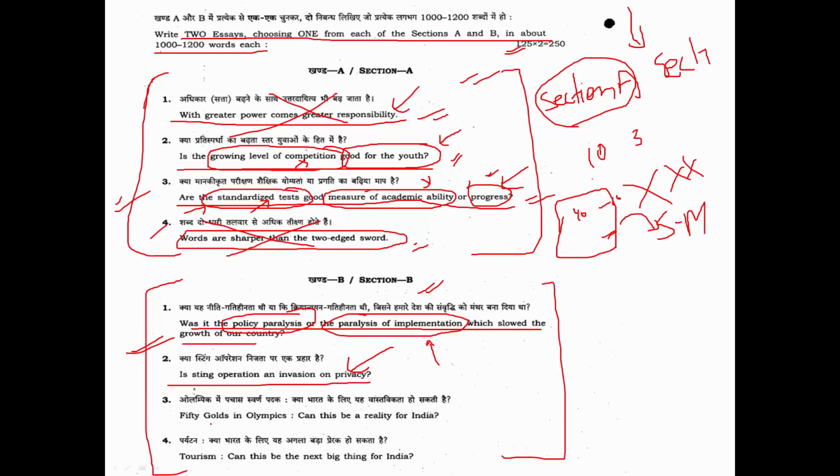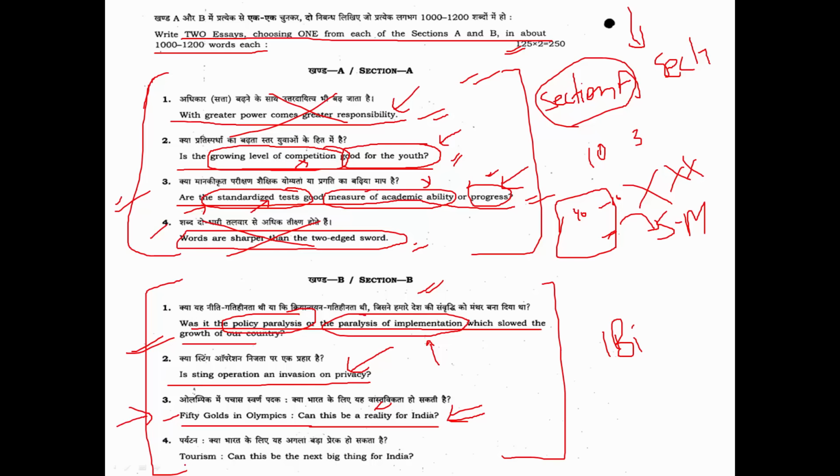Then this is the topic which I wrote: 50 golds in the Olympics, can this be a reality for India? Here you have to just sell them a dream. You have to say that nothing is impossible, right? We are a country with more than 1 billion population. So it's not like we cannot do this, or that this cannot be a reality for India or any other country. It could be a reality, just the right approach is needed. So it was a very clear topic and I chose it.